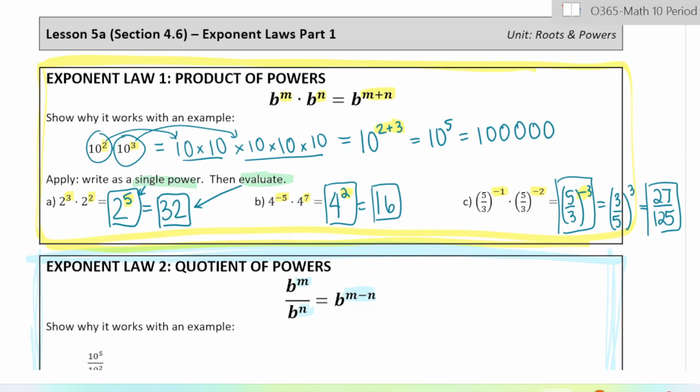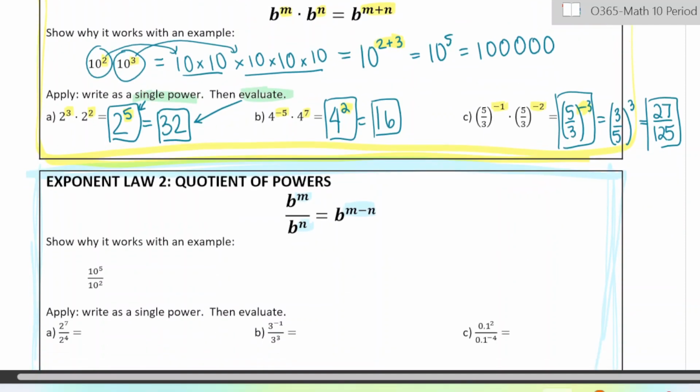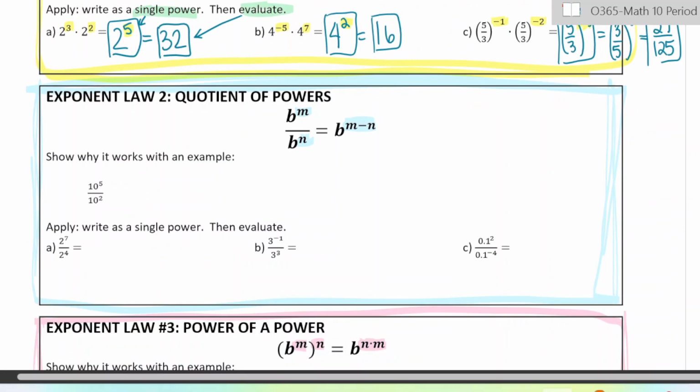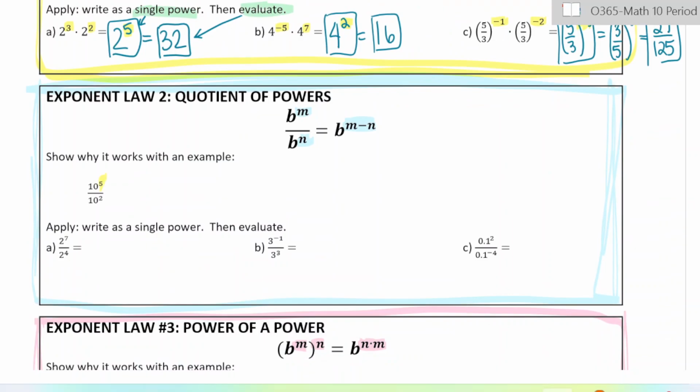Okay, let's do law number 2, which is quotients of powers. So we are dividing two powers with the same base. We will show how it works with this example here. So let's say I had 10 to the power of 5, which would be 5 tens, and 10 to the power of 2 on the bottom.